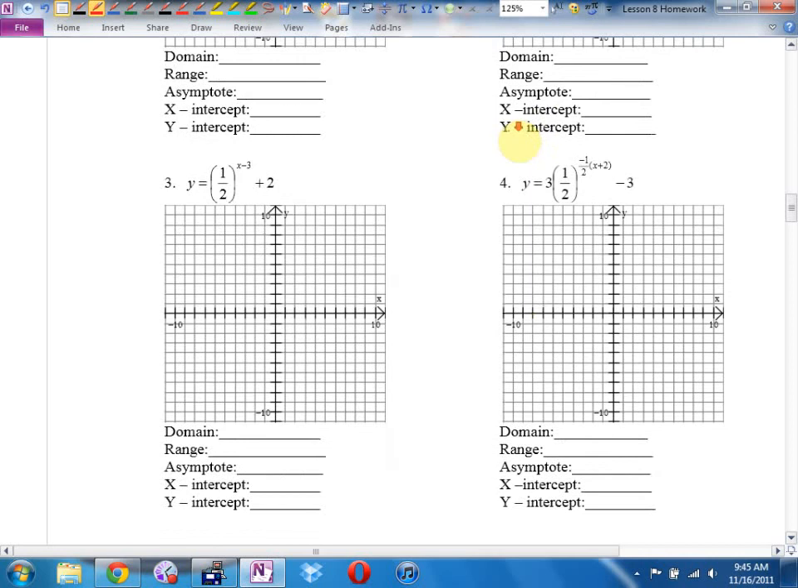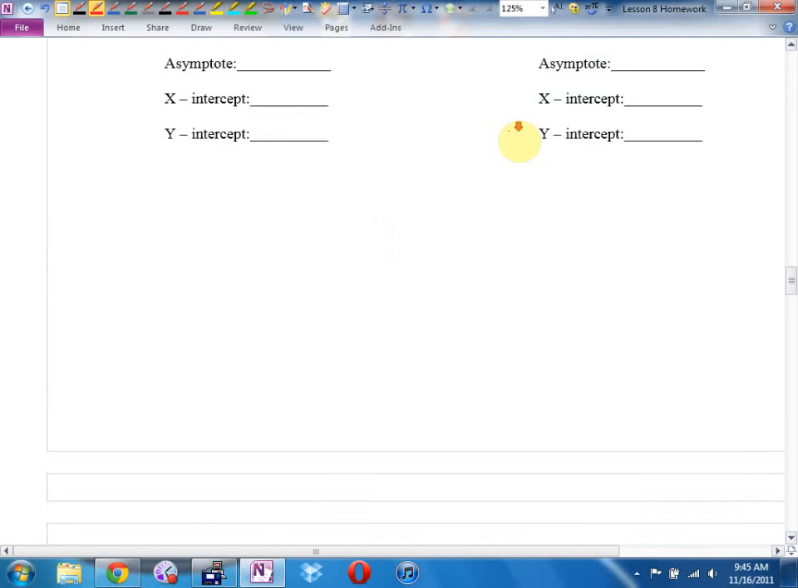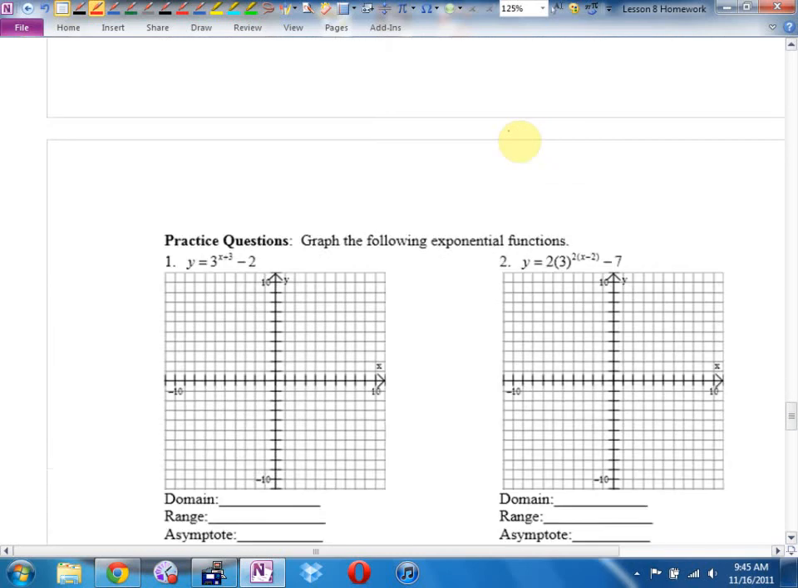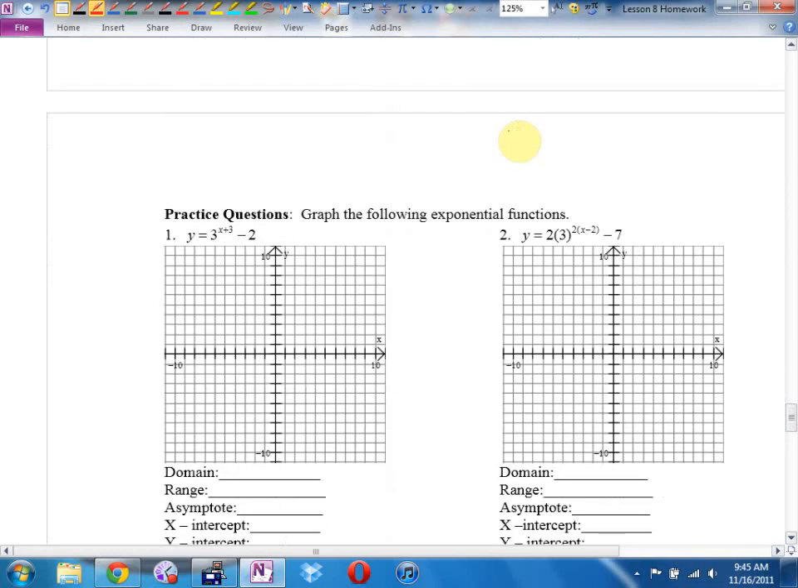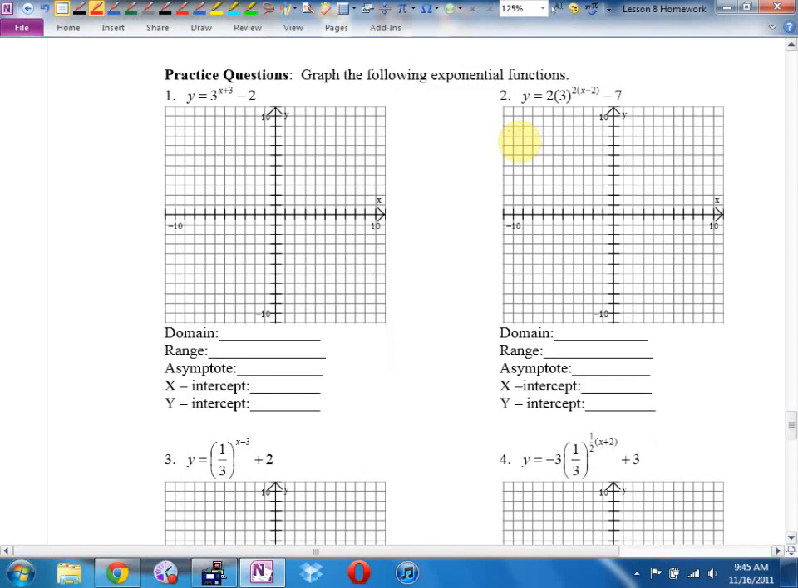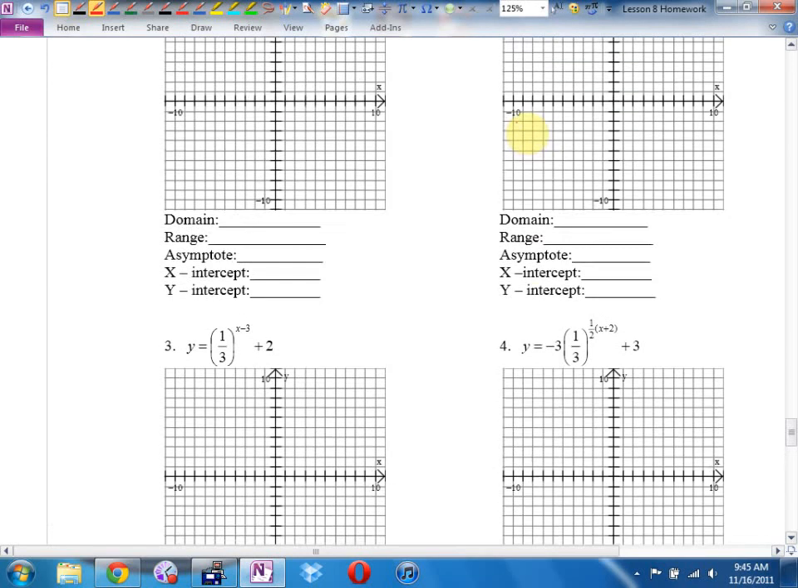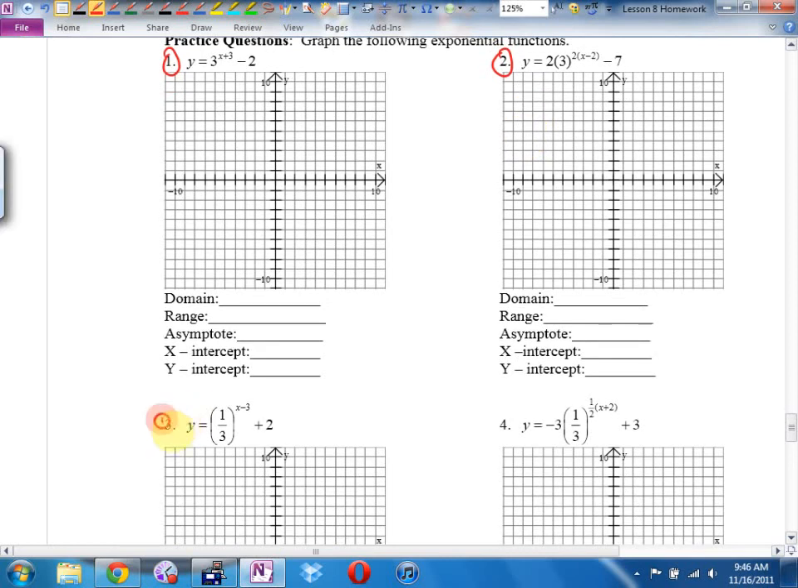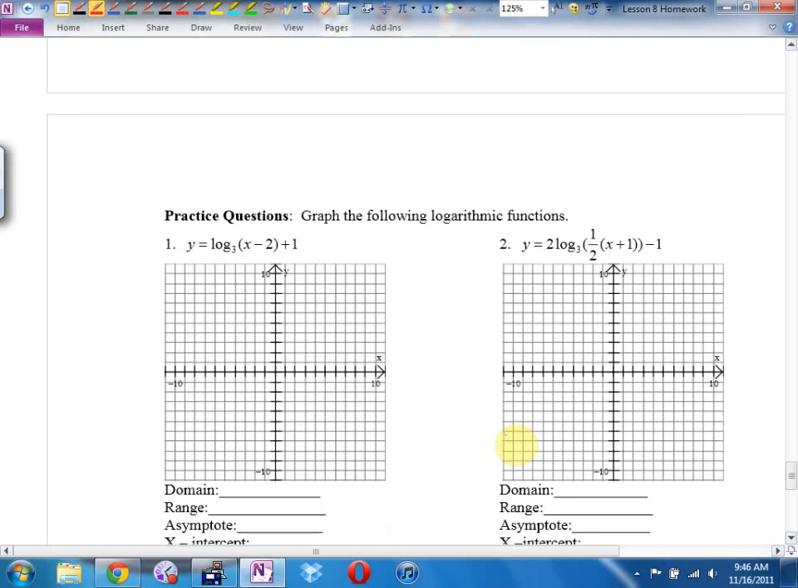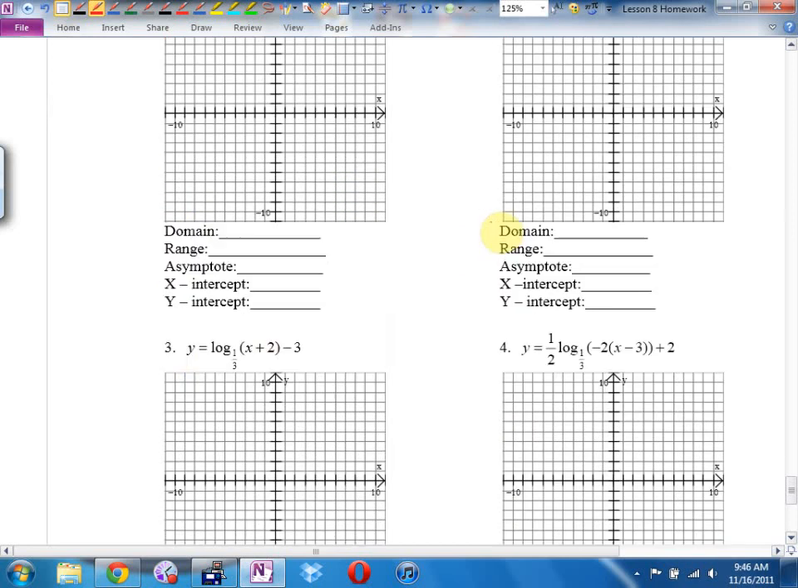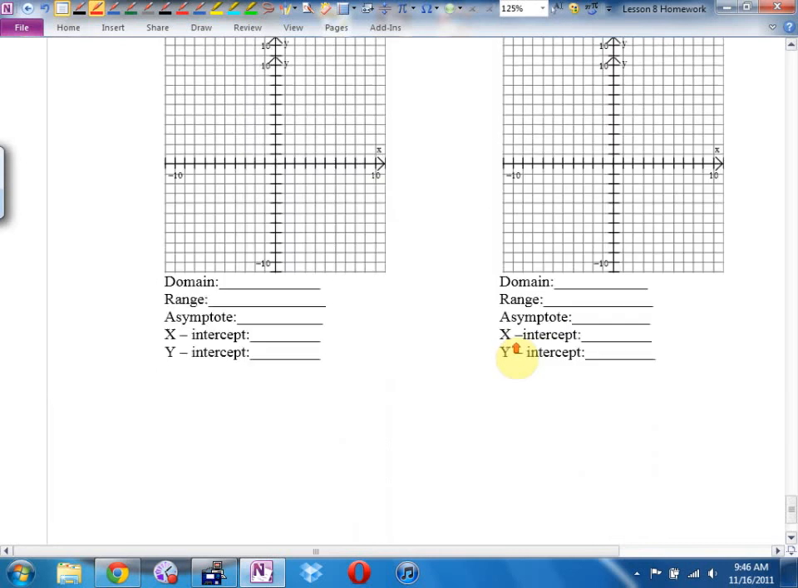Then skip. Oh, heck. You know what? Nuke number 2. Go where it says practice questions. Find this page right here. I think you can try number 1. That's tougher than I'll probably ask. Question 2. So 1, 2, 3, and 4. And then practice questions 1, 2, 3, and 4. I'm looking at this now and I'm not liking the way some of those graphs will look. They won't fit very well, but that's okay.